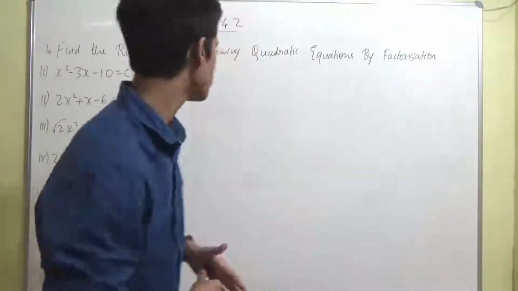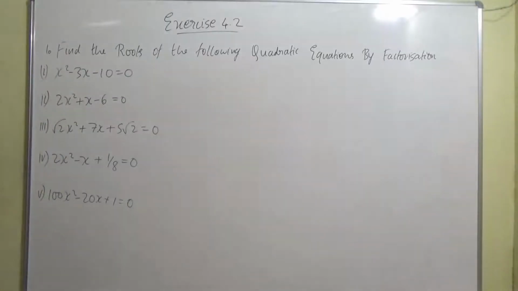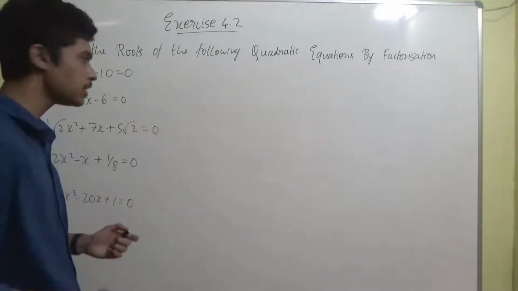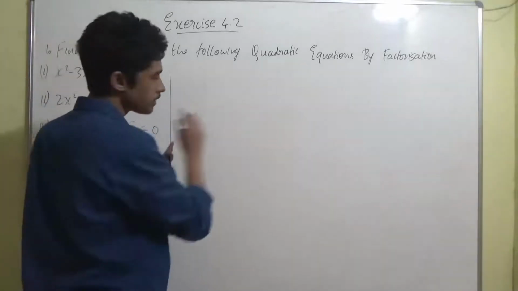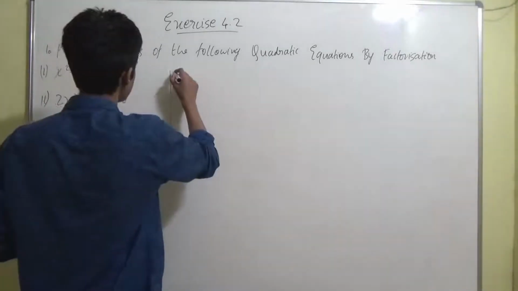That's exercise 4.2. So let's go with the first question first. Find the roots of the following quadratic equation by factorization. They have given us 5 sub-questions in the first question. For each of them, we have to find the roots using the factorization method, also called the splitting the middle term method. So I'll draw a line here and do the solution this side. Let me take the first question first.